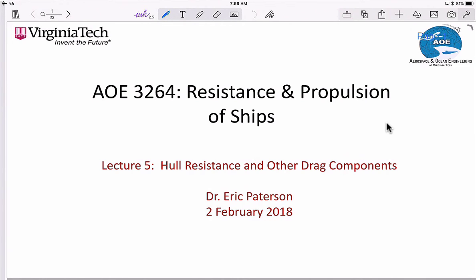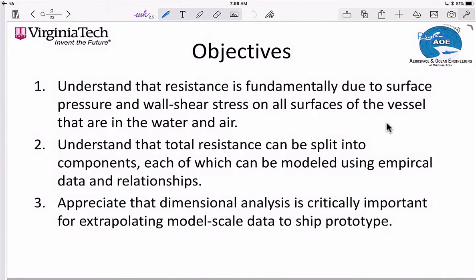And this is a makeup lecture for last Friday where we were talking about hull resistance and other drag components. So the objectives of this module are threefold. One is to understand that resistance is fundamentally due to surface pressure and wall shear stress on all surfaces of the vessel that are in the water and air.